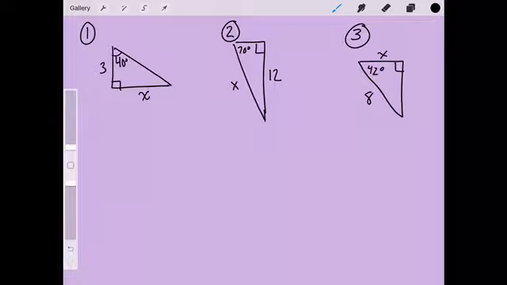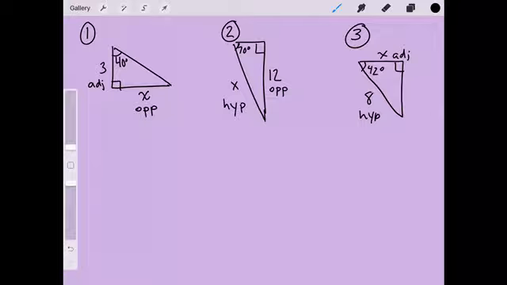I have my 40-degree angle over here. X is my opposite side. 3 is my adjacent side. For number 2, I have my 70-degree angle over here. 12 is my opposite side, and X is my hypotenuse. And over here, lastly, I have 42 degrees with its adjacent side and 8 as the hypotenuse.